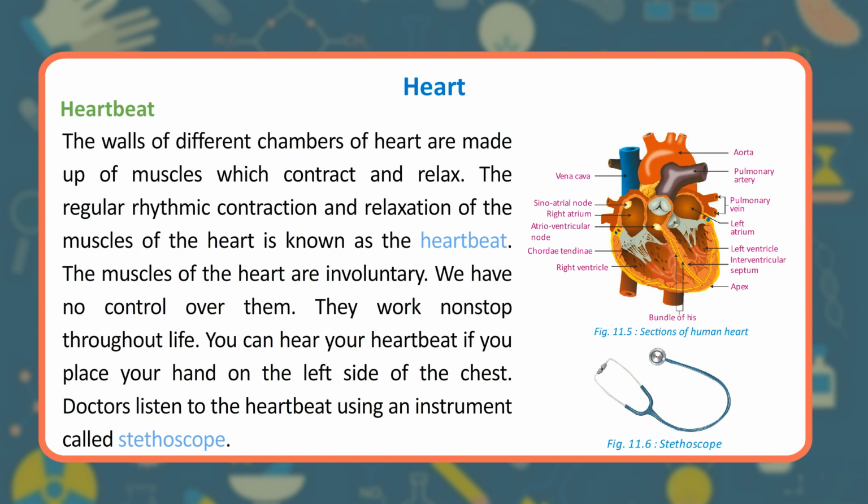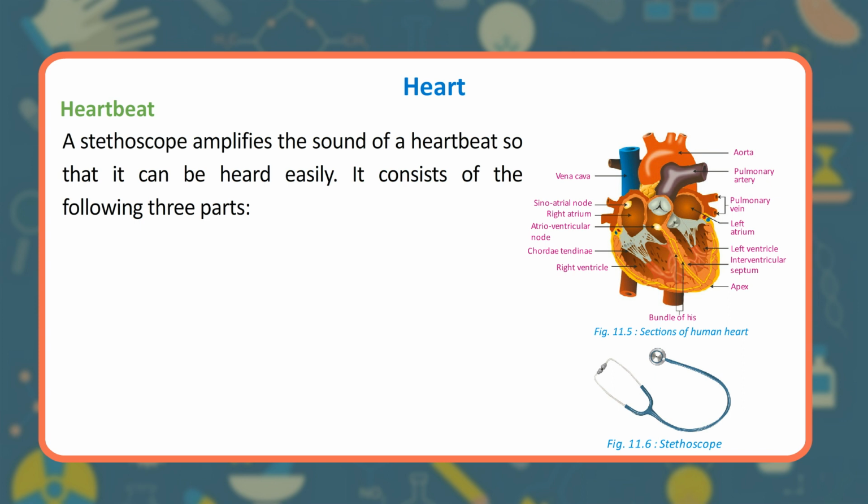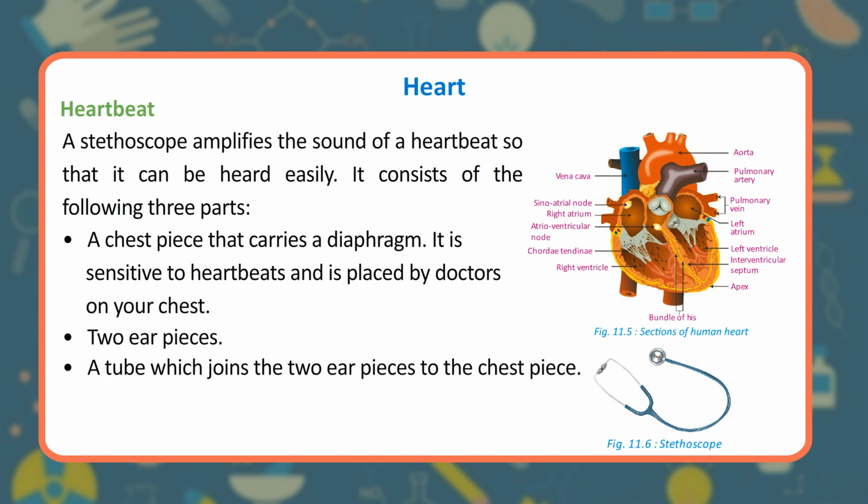Doctors listen to the heartbeat using an instrument called a stethoscope. A stethoscope amplifies the sound of a heartbeat so that it can be heard easily. It consists of the following three parts. A chest piece that carries a diaphragm. It is sensitive to heartbeats and is placed by doctors on your chest. Two earpieces. A tube which joins the two earpieces to the chest piece.